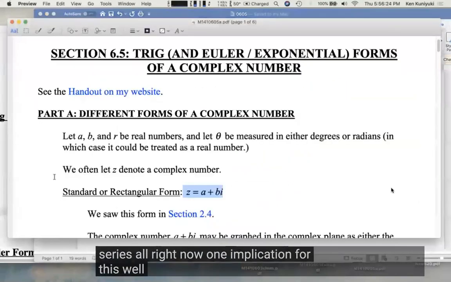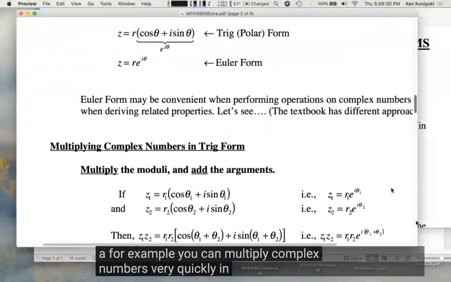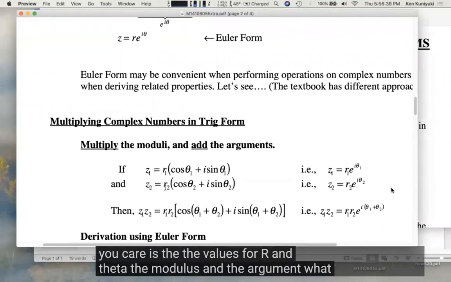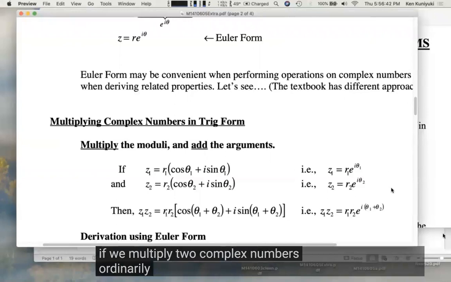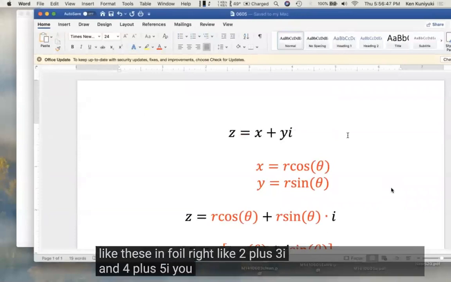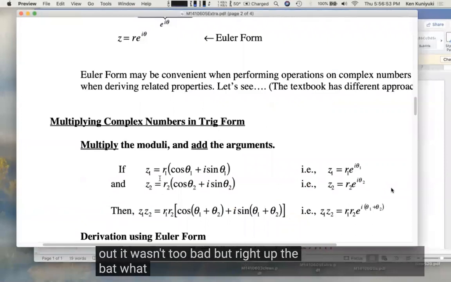Now, one implication for this, well, there are several implications. For example, you can multiply complex numbers very quickly, in a sense. If all you care about is the values for r and theta, the modulus and the argument, what if we multiply two complex numbers? Ordinarily, you'd have to take guys like these and FOIL, right? Like 2 plus 3i and 4 plus 5i, you FOIL and you work that out. It wasn't too bad. But right off the bat, what you can do is, in trig form or Euler form, if you multiply two complex numbers, you multiply their R values to get the new R value, and you add the theta values to get the new theta value.